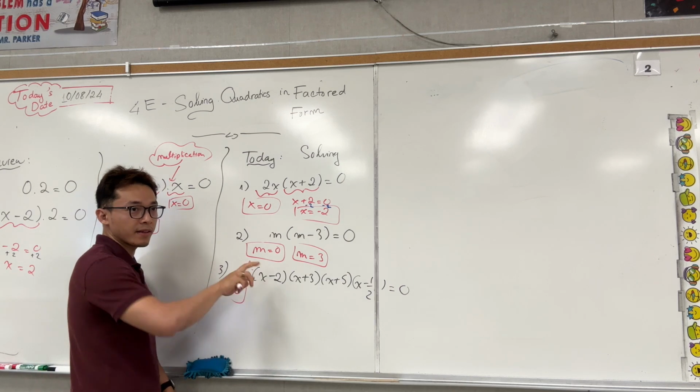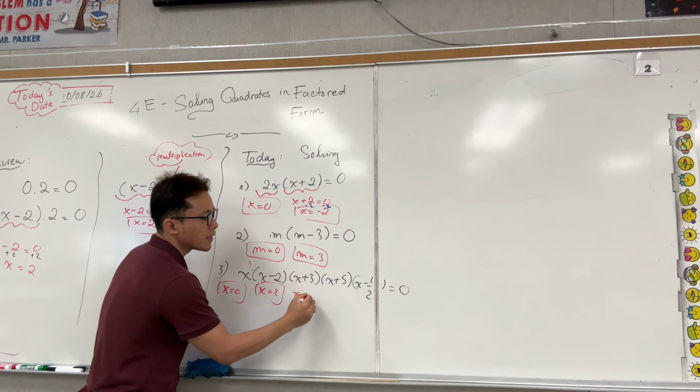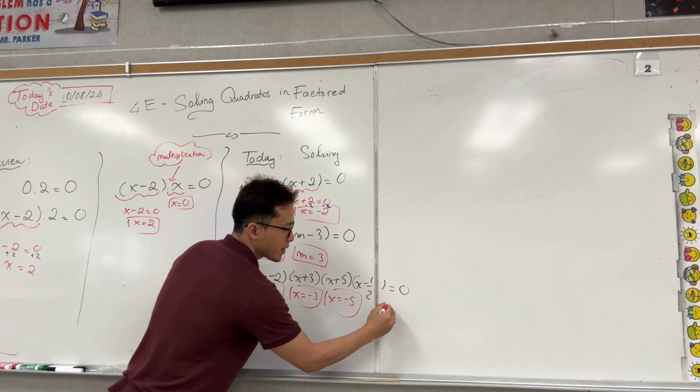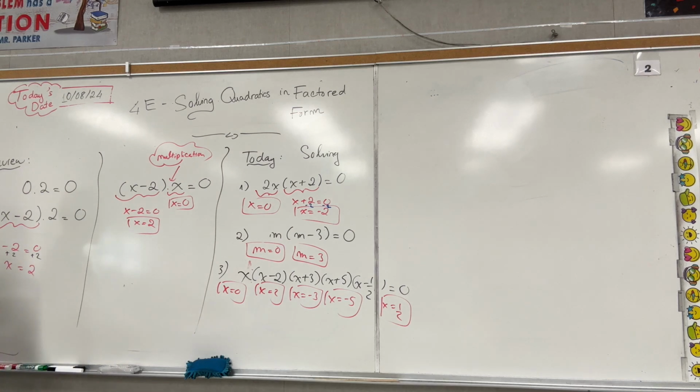X equals 0, that's good. What is the second one? 2. Flip it. Yeah, flip the sign. X equals 2. X equals negative 3. X equals negative 5. X equals 1 half. You get it? Easy, yeah? Just flip the sign and you get the solution. Good, let's give Select 1 point.